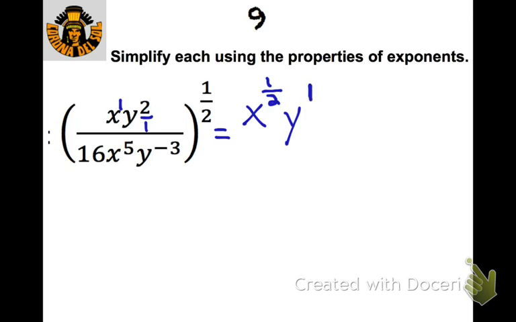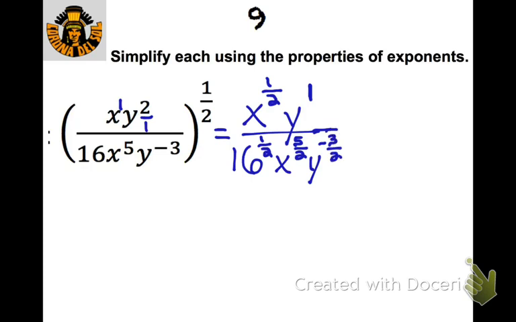So if you need to do that off to the side, go ahead, but it's 2 over 1 times 1 over 2, and so the 2's cancel out, and so it's just y to the first. On the bottom, that's going to be 16, and that has to be raised to the 1/2, and then it's x raised to the 5/2. That's what it is when you multiply 5 times 1/2. And then y, and negative 3 times 1/2, so that's negative 3 over 2.